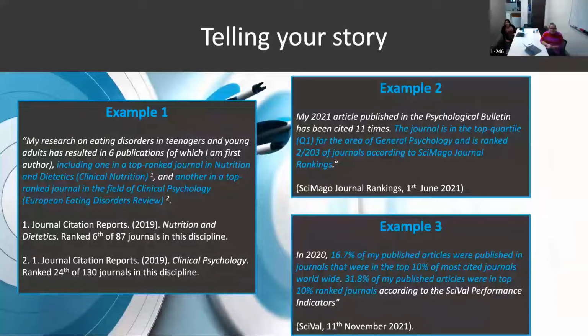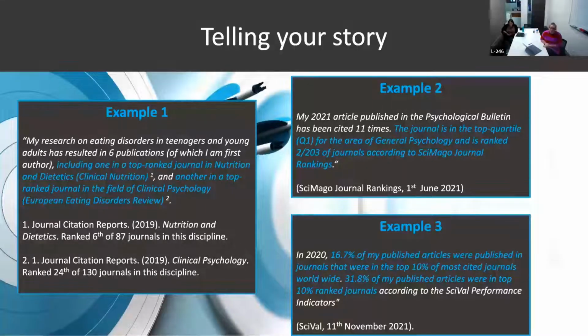The second one is an example from SJR, the Scimago Journal Rankings that we just looked at. So in 2021, an article published in the Psychological Bulletin has been selected 11 times. The journal's in the top quartile, Q1, for the area of general psychology and is ranked 2 of 203 journals according to the Scimago Journal Rankings.